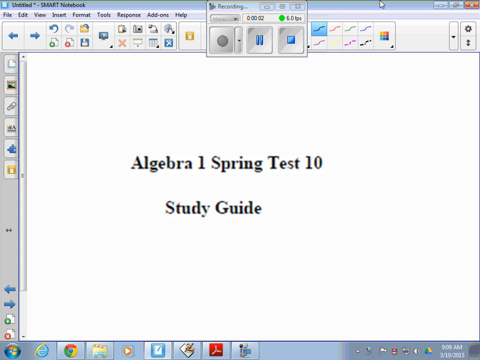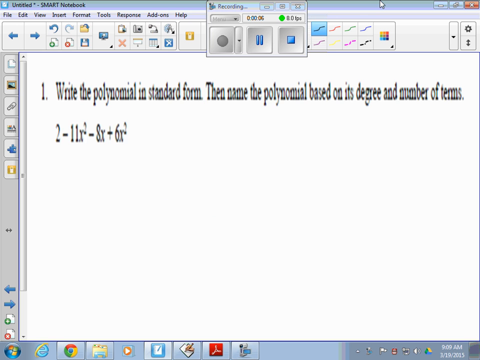This is the Algebra 1 spring test for week 10 study guide. Number 1 says write the polynomial in standard form, then name it based on its degree and number of terms. Remember, standard form has the largest exponent first, then it counts down to the smaller one, then the next smaller one, and so on and so forth.